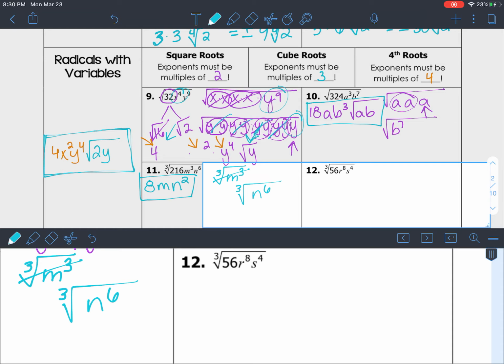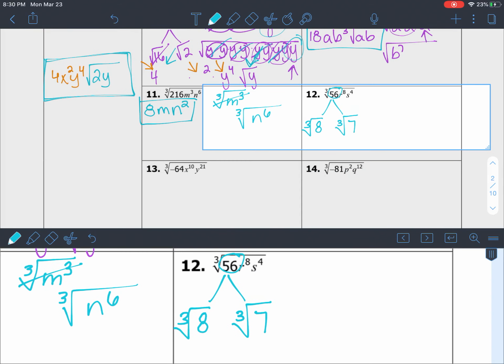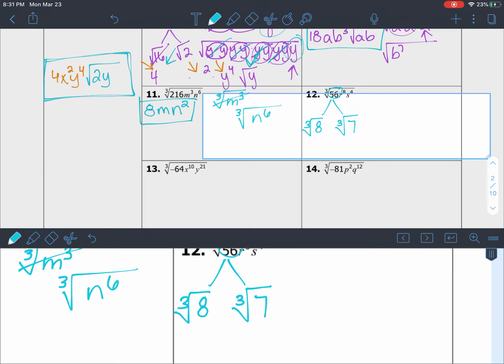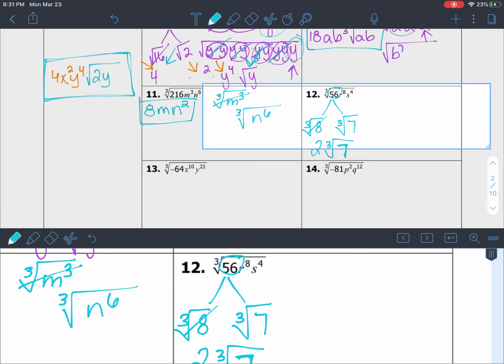56, I need to break down this 56. So what is a perfect cube that goes into the number 56? So if we think back on our cubes, I can break this apart into the cubic root of 8 and the cubic root of 7. So we don't know what the cubic root of 7 is, but we do know what the cubic root of 8 is, and this is 2. And since we don't know what the cubic root of 7 is, we just rewrite it. It was an ugly 7. So that takes care of our cubic numbers.